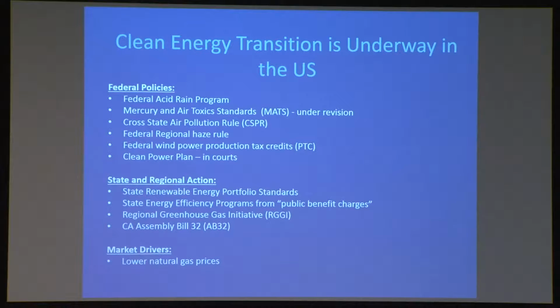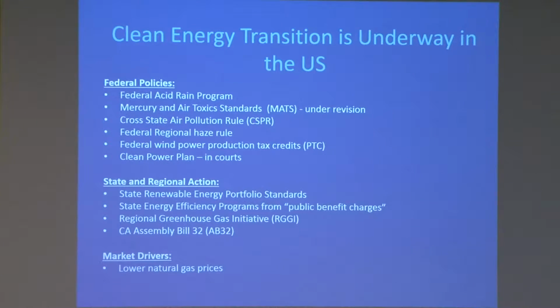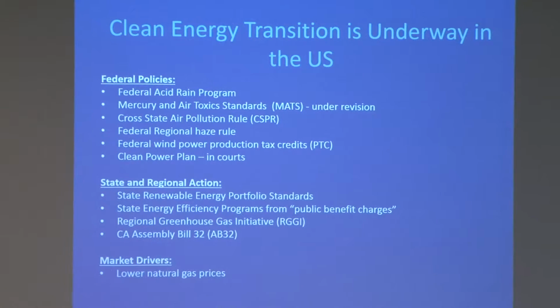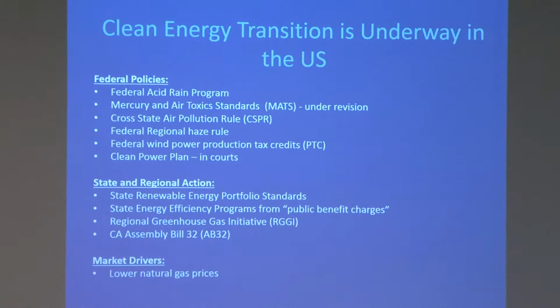The energy landscape is rapidly changing, and there are a lot of activities now that influence air quality and energy systems at the federal level. A lot of these deal with air pollution issues, such as the federal acid rain program, the mercury and air toxics rule, which is in limbo now, the cross-state air pollution rule, the federal regional haze rule, and some energy issues as well, and the Clean Power Plan, which we'll talk a little bit about today.